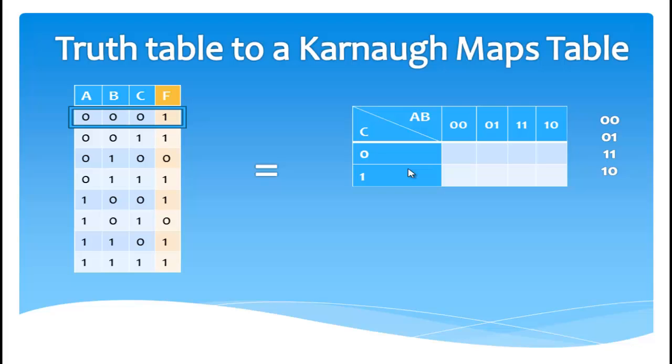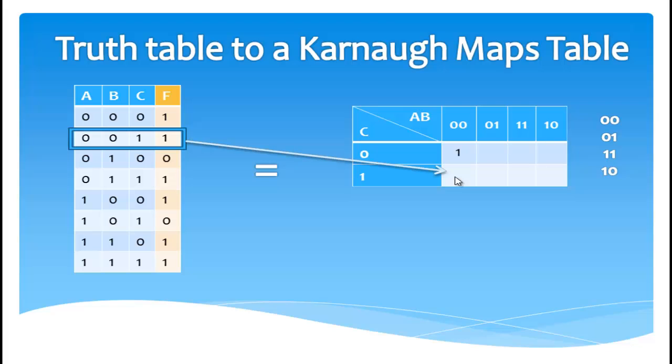We look at one row that has an output of true, and we bring it over here because we got 0, 0 for A and B, and 0 for C. So that's the first one. So that's true, so we're going to put a true here. Okay, now we look at the second true value. So we look at here and it says 0, 0 for A and B, and 1 for C. So 1 for C, so right here.